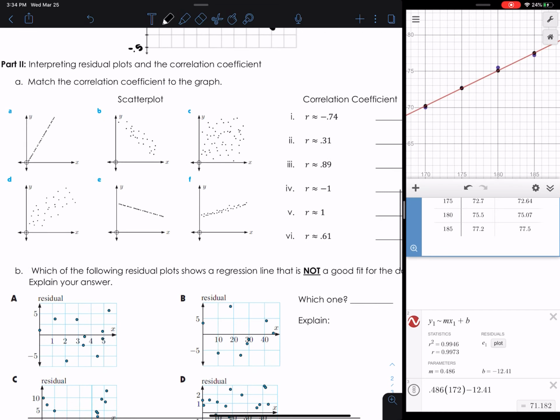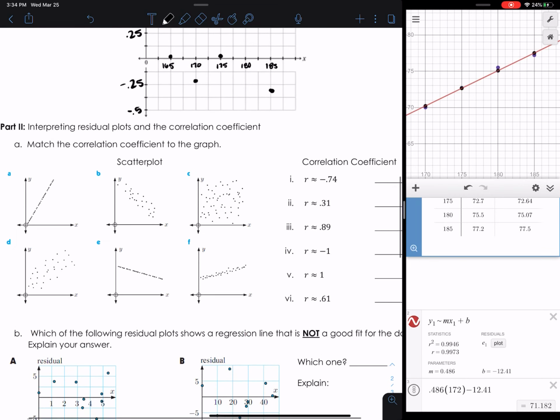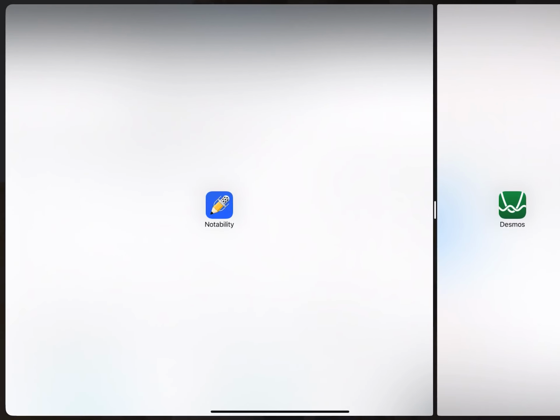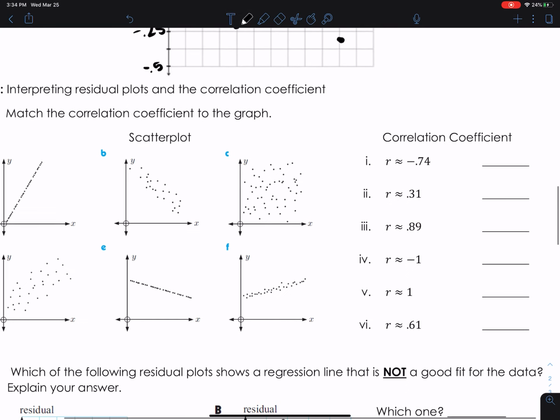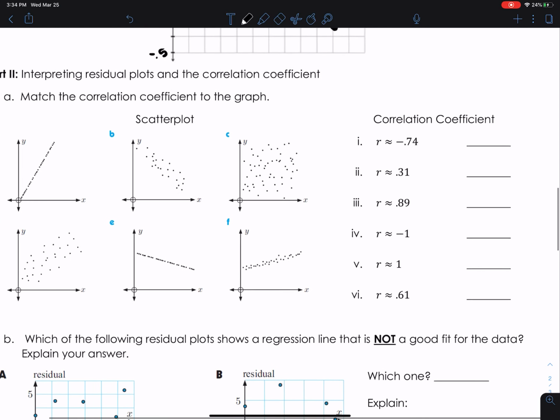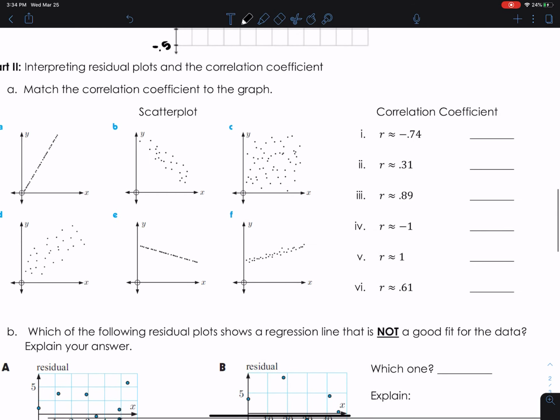The second part of your test is about scatter plots and correlation coefficients, so we don't need Desmos for the rest of the test review. This says match the correlation coefficient to the graph. And the way that I would do this, you have the correlation coefficients listed over here in this area. So what I would do is I'd go through the graphs and see if I could tell what the correlation coefficient is before I looked at what the options are.